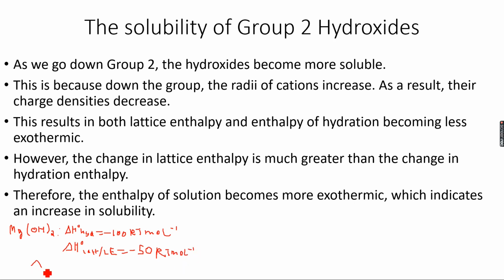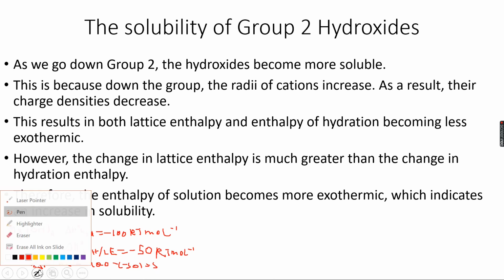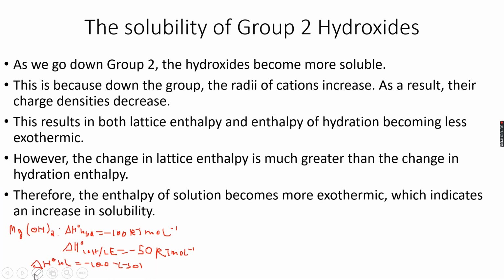When we calculate delta H naught sol, it is delta H naught hyd minus delta H naught lat, or LE. So this becomes minus 100 minus minus 50, which is minus 50 kilojoule per mole, because minus 100 plus 50 is minus 50 kilojoule per mole. So this is the enthalpy change of solution.